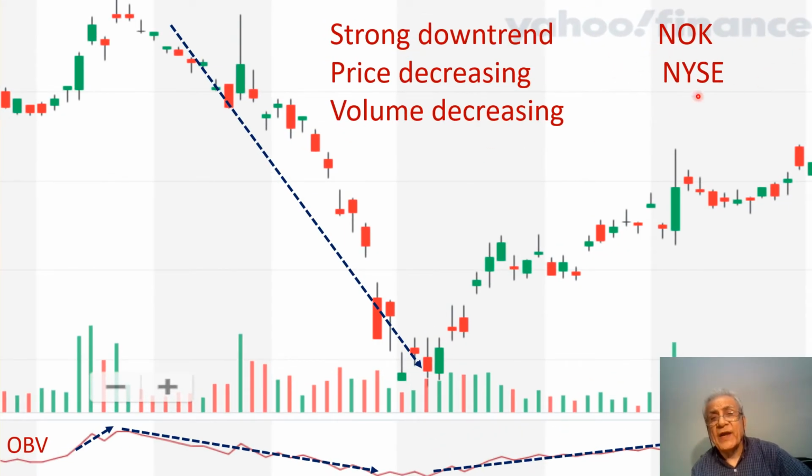This is Yahoo Finance, NOK stock, D1 time frame. Each candle represents one day of trading. Now, in this graph, we see that this trend is downward, so the price is decreasing. And here the volume is decreasing, and on OBV, on balance volume, the curve shows that this portion is decreasing. So volume and price both are decreasing, and that is a good indication of a strong downtrend.